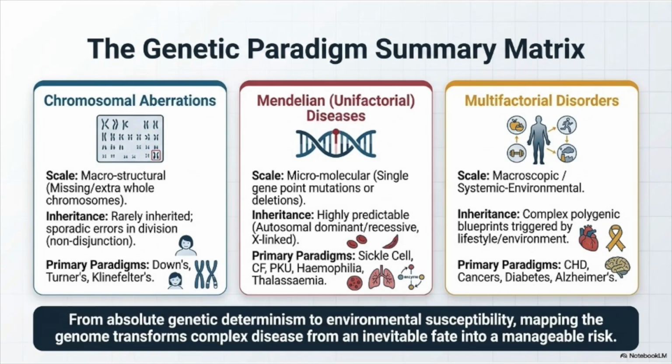And multifactorial disorders represent macroscopic, systemic, and environmental influences involving complex polygenic blueprints triggered by lifestyle and environment, and are best represented by coronary heart disease, cancers, diabetes, and Alzheimer's disease. From absolute genetic determinism to environmental susceptibility, mapping the genome transforms complex disease from an inevitable fate into a manageable risk. Hope you have understood about the genetic disease spectrum.